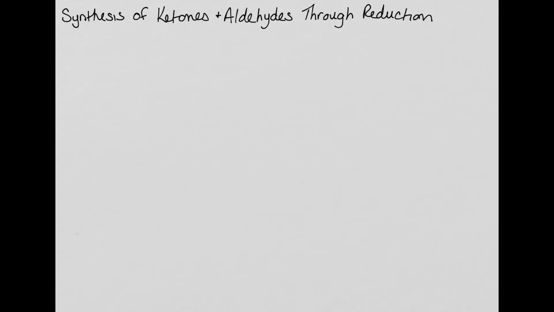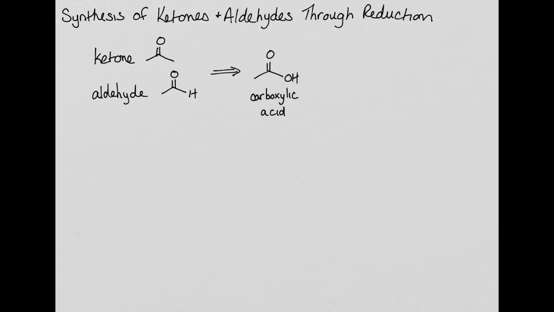The topic of this video will be the synthesis of ketones and aldehydes through reduction of carboxylic acids and their derivatives. Ketones and aldehydes can be synthesized through the reduction of more oxidized compounds, like carboxylic acids, esters, acid chlorides, or nitriles.